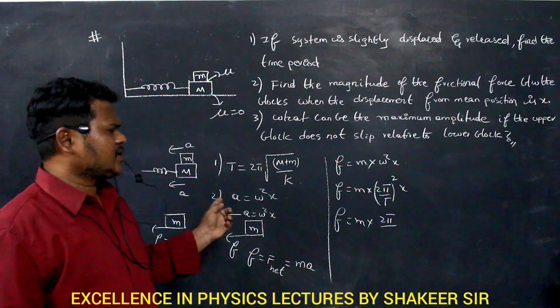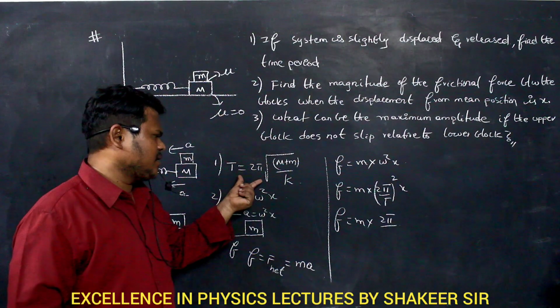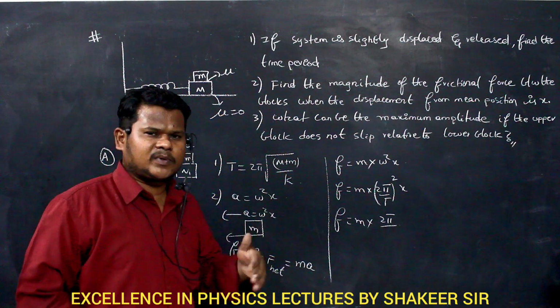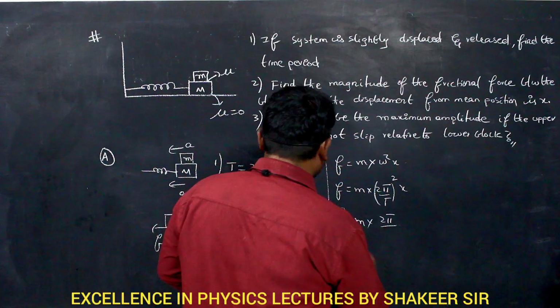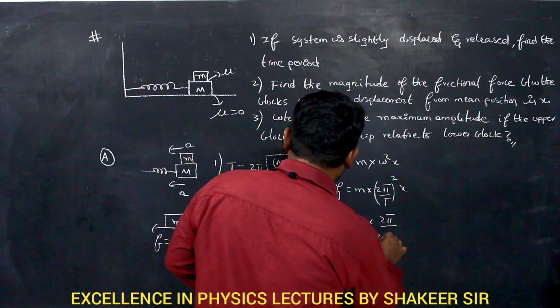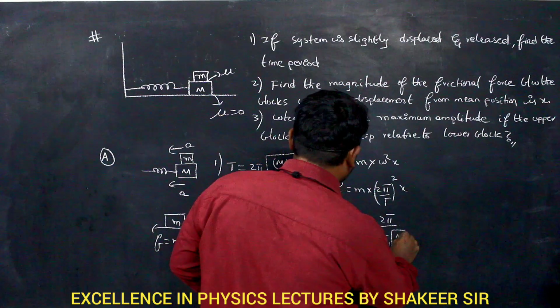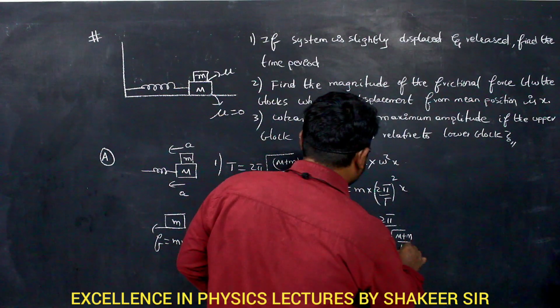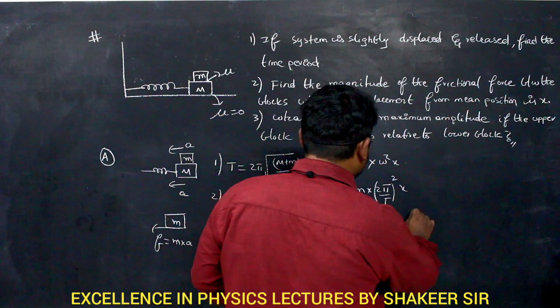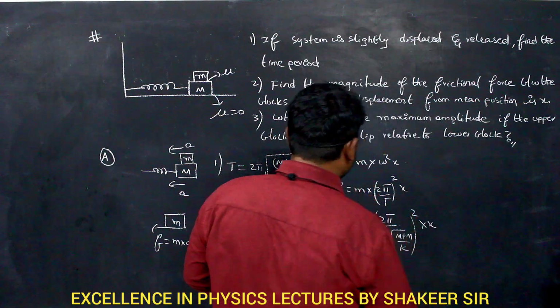Now also they are moving like a single body. So again the time period remains the same, 2 pi into square root of (M plus m) divided by k. Therefore I can write F equal to m into (2 pi into square root of (M plus m) divided by k) whole squared multiplied by x. So this is how I can write.